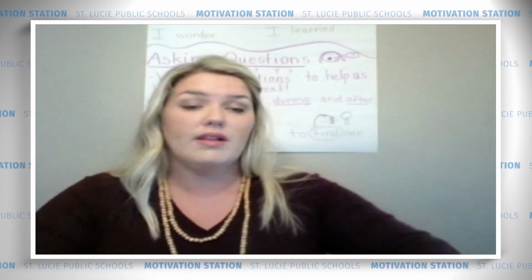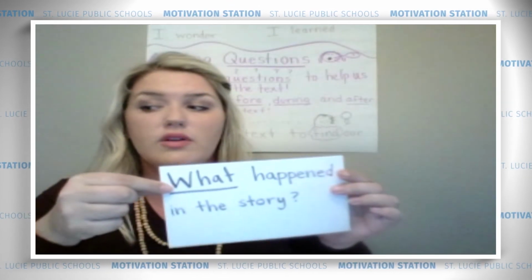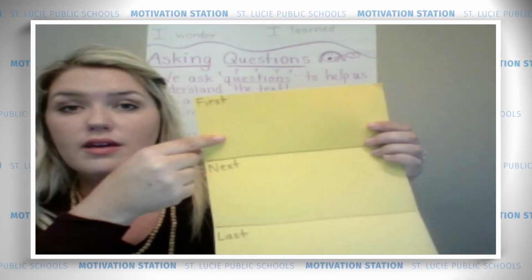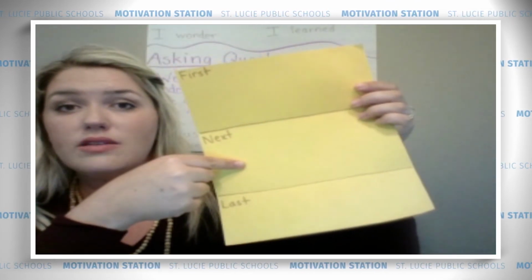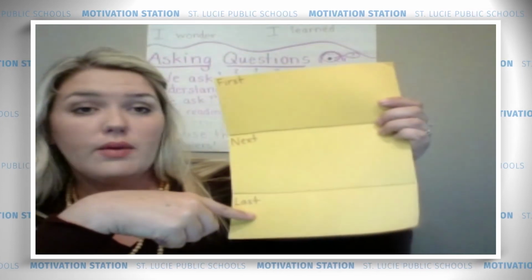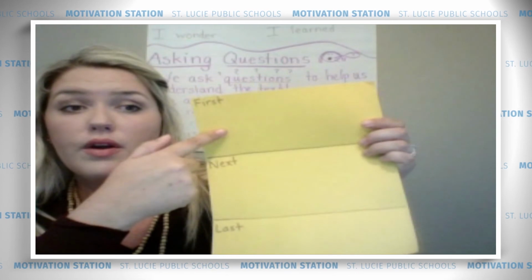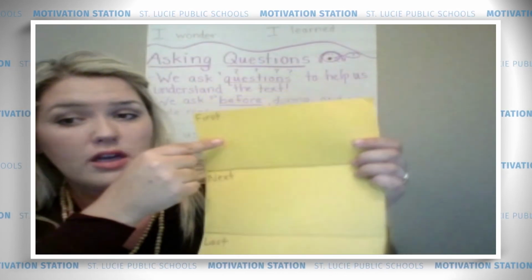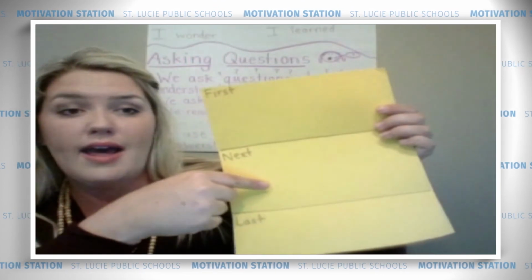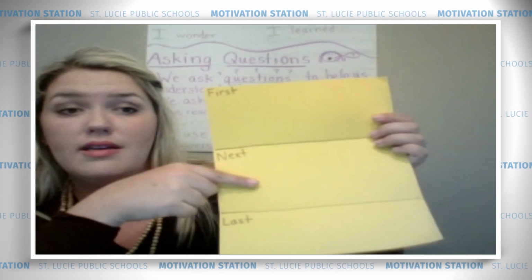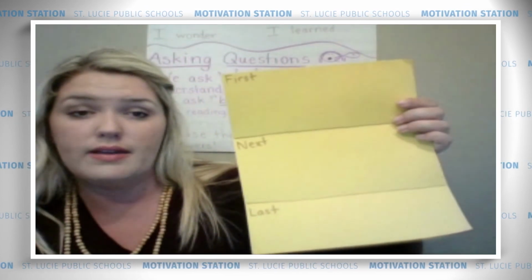Okay, now the last question is what happened in the story? So what I want you to do is tell me what happened first in the story, what happened next in the story, and what happened last in the story. That's what I want you to do. So you're going to divide your paper up into 3 parts, and you're going to draw me a picture of first, next, and last. So what did Jack do first, next, and last with the giant?